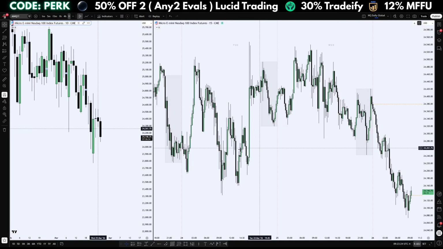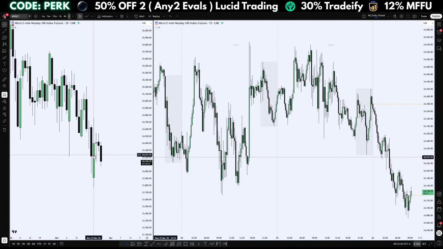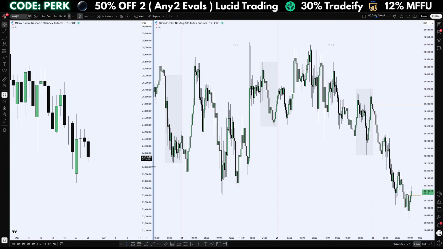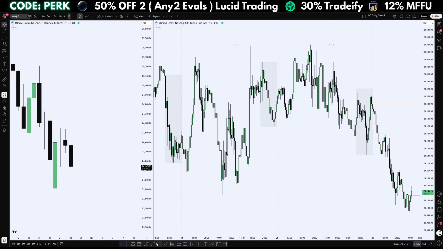So right now we are still in an inside day bar candle, okay? This is the first, second, and third day in an inside day bar. We are below this range and above this high, okay?